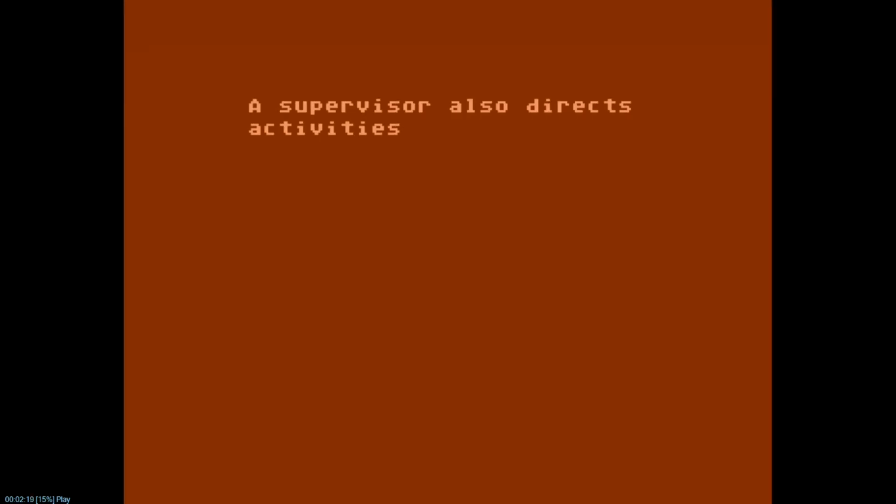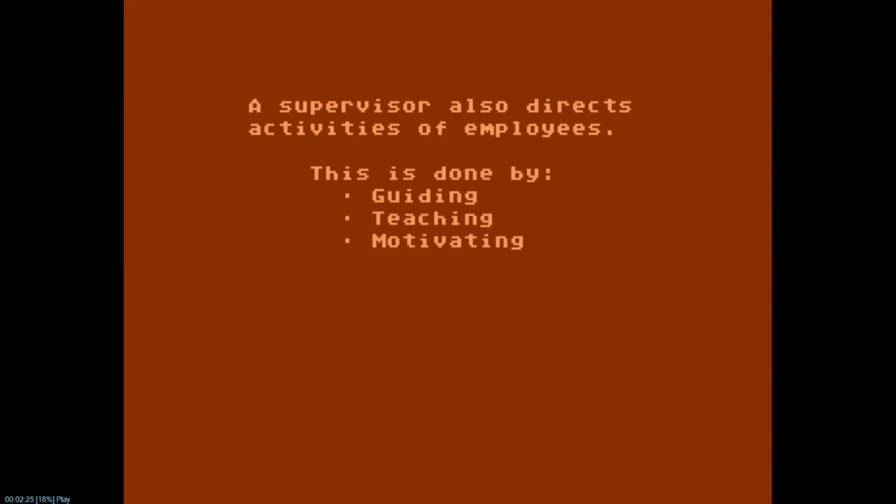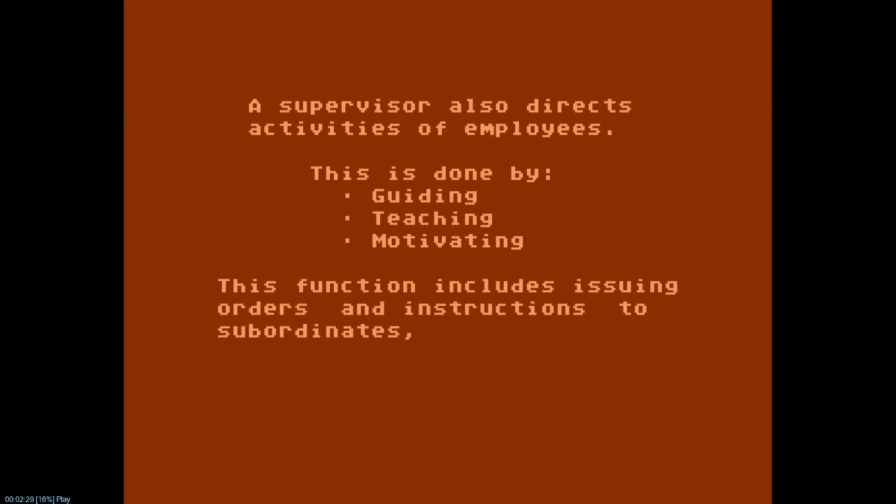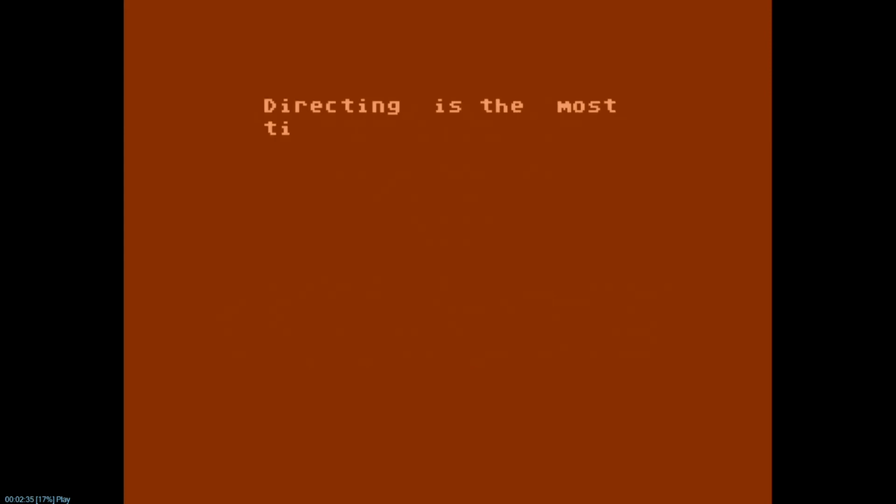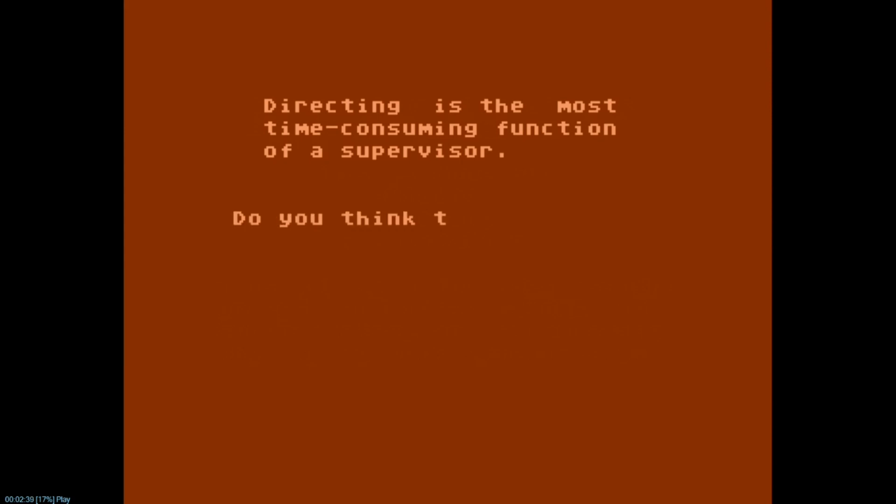A supervisor also directs the activities of employees. This is done by guiding, teaching, motivating, or similar activities. This function includes issuing orders and instructions to subordinates and stimulating them to do their work effectively. Directing is probably the most time-consuming function of a supervisor.